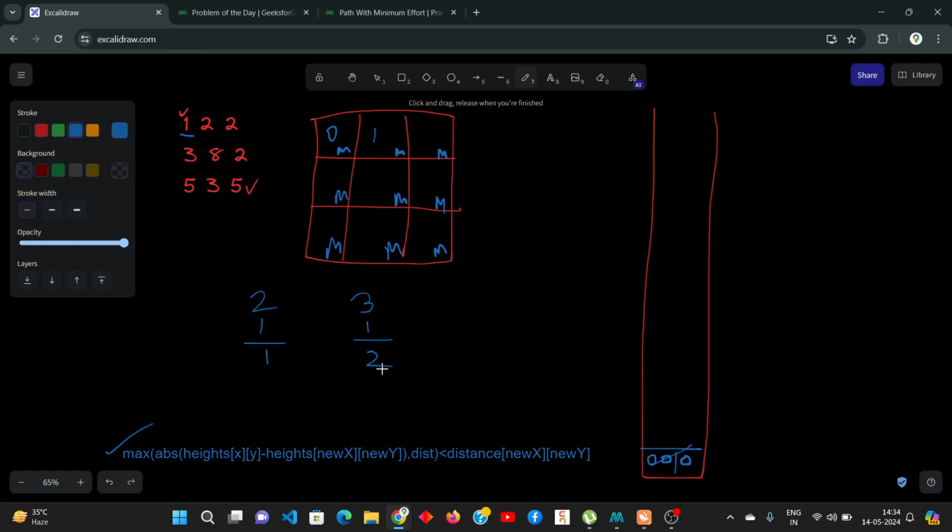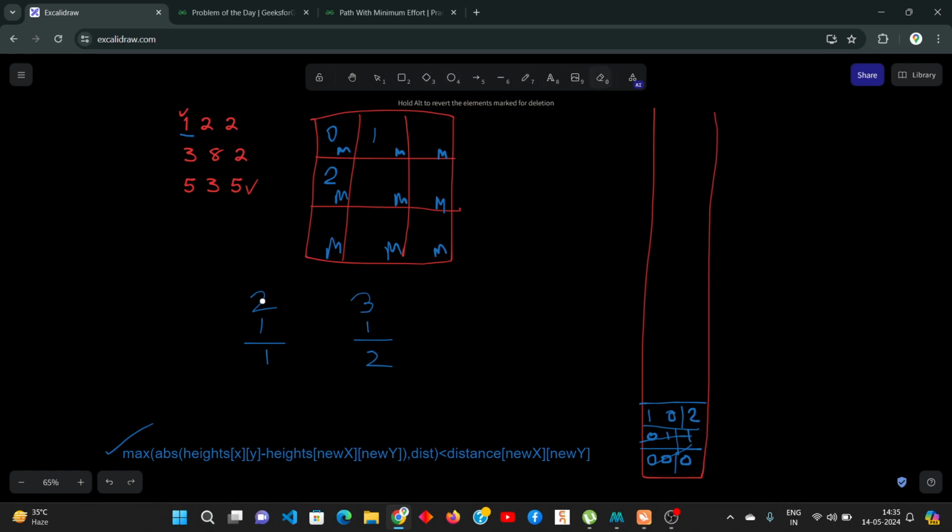and the same will be here also. We will update it by using 2. So now we have to push these values also, the positions. So the position is 0, 1, and the weight is 1, and 1, 0, and the weight is 2. Great. Now, what is the minimum weight? That is this one. So we need to pop this one. Let us erase this.